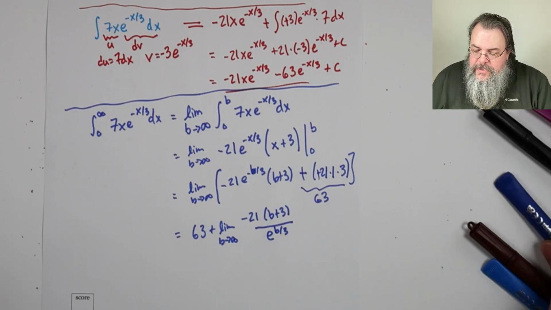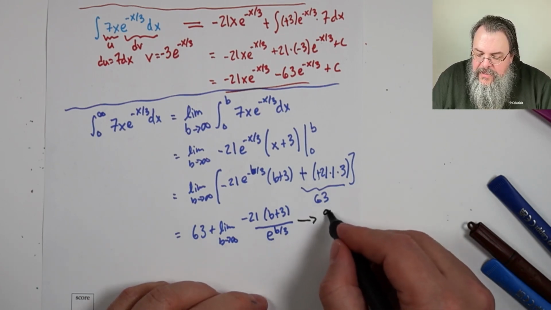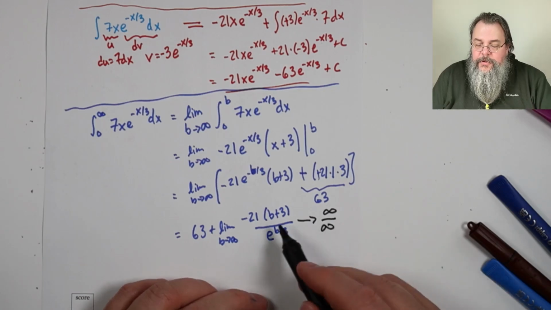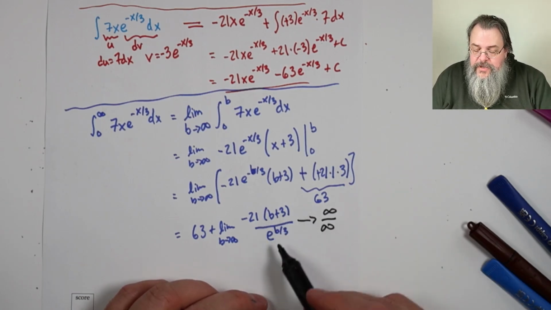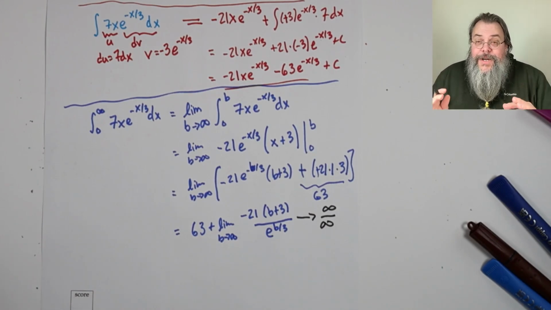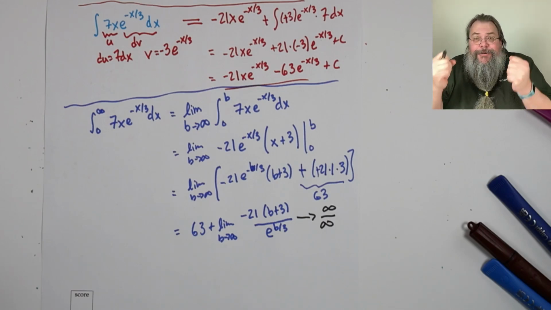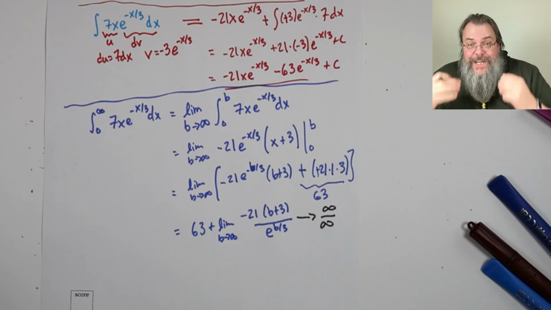Now, what's going on? Well, currently this is going to infinity over infinity, right? We get a huge number over a huge number. Infinity over infinity, more work. What's our favorite kind? L'Hopital, mon ami. We get to do L'Hopital again.